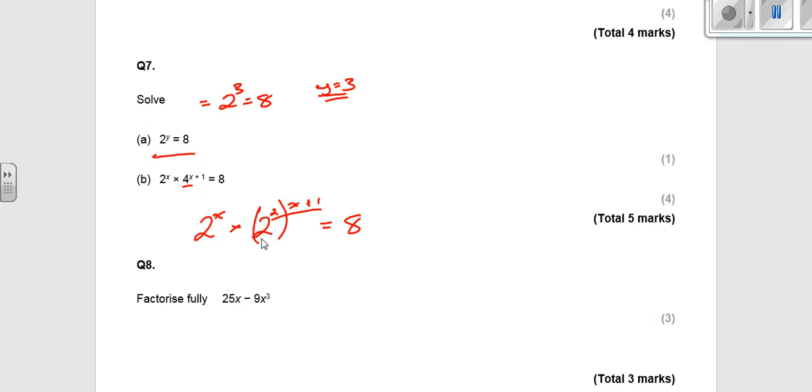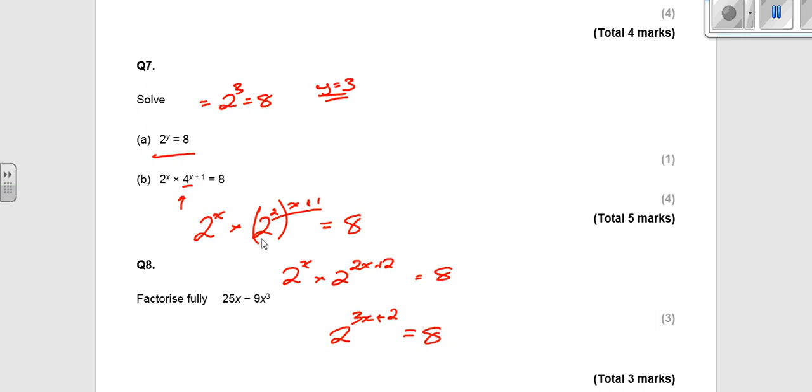So if we then simplify this bit by multiplying the powers together, that's going to be 2 to the power of x times 2 to the power of 2x plus 2 equals 8. And just like when you multiply two things with the same base, you add the powers. So x plus 2x plus 2 is going to simplify to 2 to the power of 3x plus 2 equals 8. So step 1, we simplify the 4 to 2 squared. Step 2, we multiply the powers because they're brackets. Step 3, if you've got 2 to the power of something times 2 to the power of something, we add the powers. So x plus 2x plus 2 is 3x plus 2.